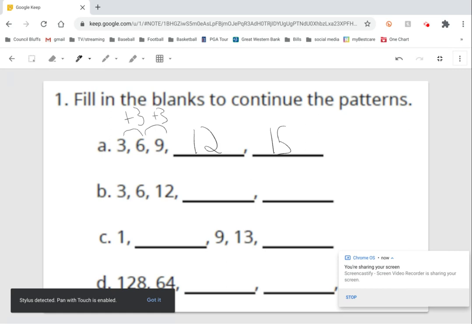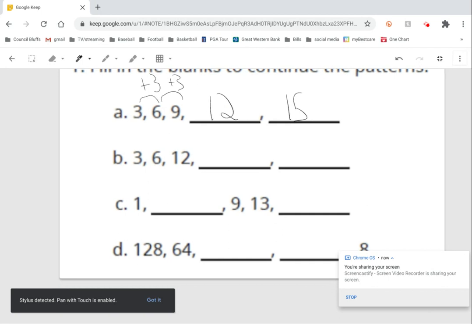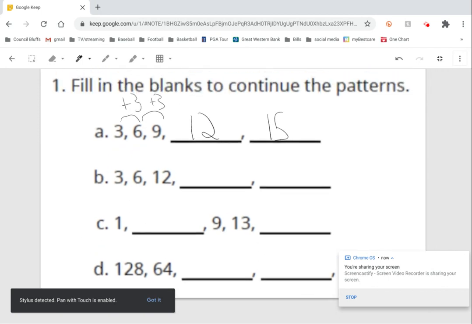Okay. Part B, it looks like we're starting with 3 again, but now instead of adding 3 every time, now we're multiplying by 2 every time. 3 times 2 is 6, times 2 is 12. 12 times 2 is 24. And then 24 times 2 is 48.